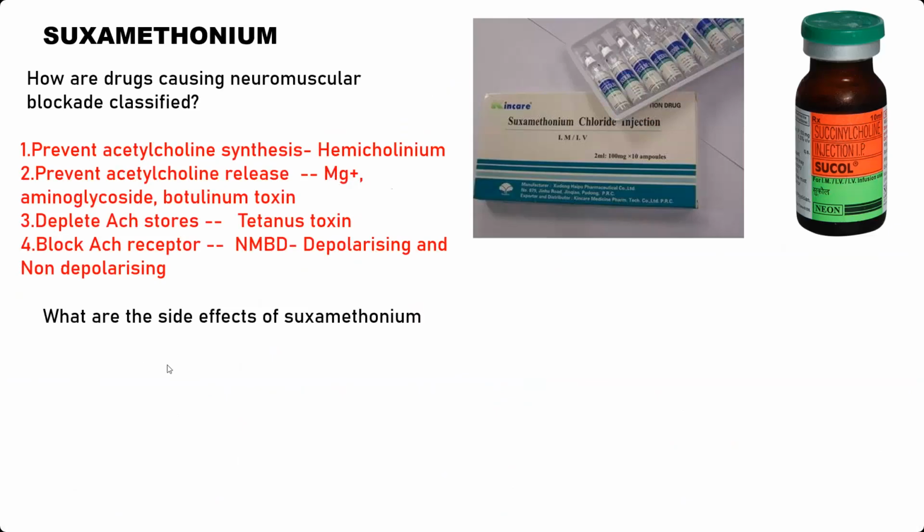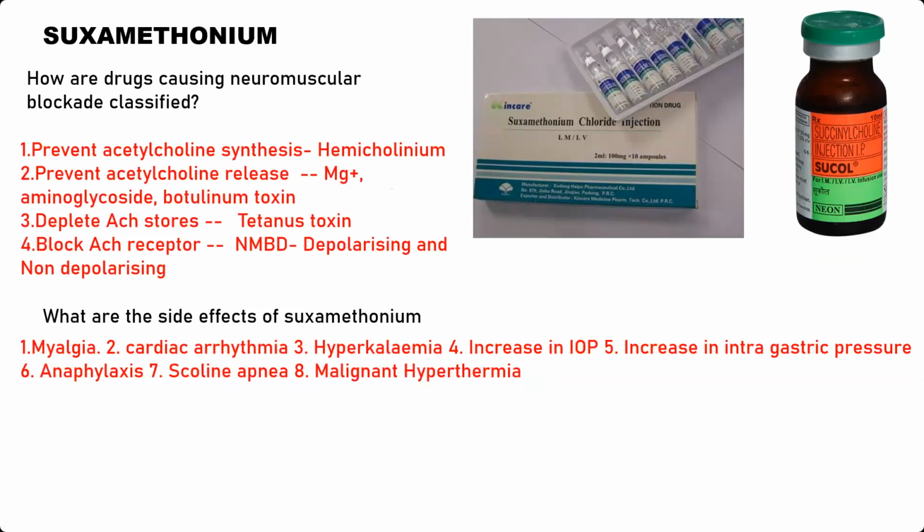What are the side effects of succinylcholine? You have to remember these 8 changes: myalgia, cardiac arrhythmia, hyperkalemia, increase in IOP, increase in intragastric pressure, anaphylaxis, cholinapnea, and malignant hyperthermia. So the magic number is 8. You have to remember all the 8 side effects.